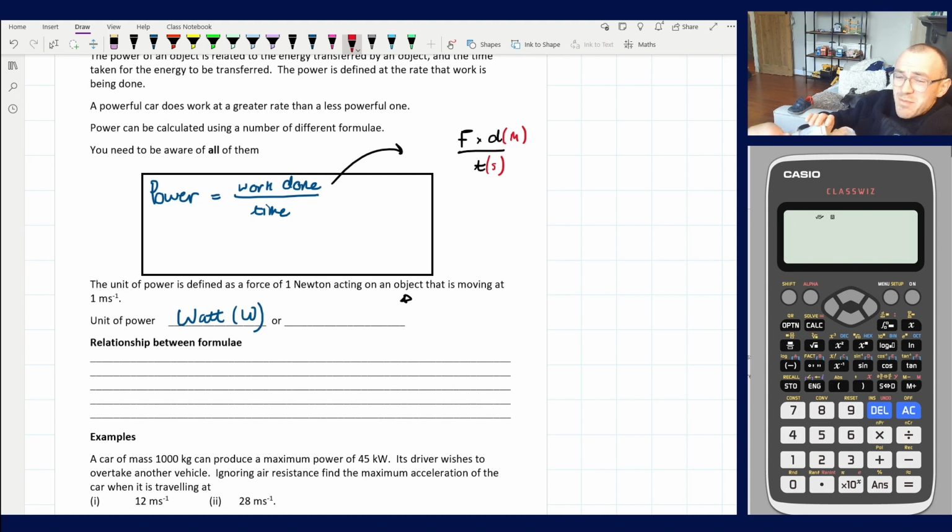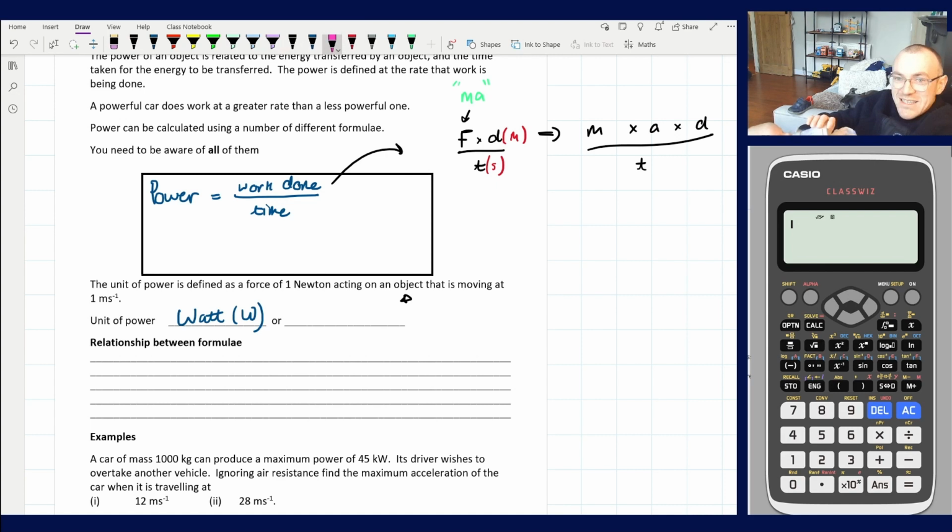Force is measured in newtons, but it's not a fundamental unit, so we're going to break it down, and we're going to use the formula F equals ma. And we can get a formula for that bit. So if I just write that, m times a times d over t.